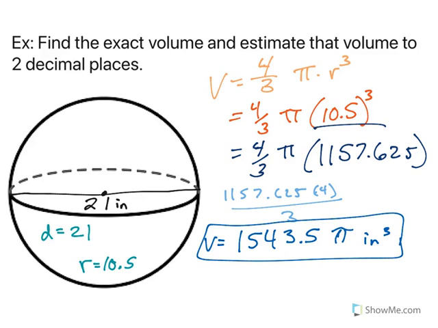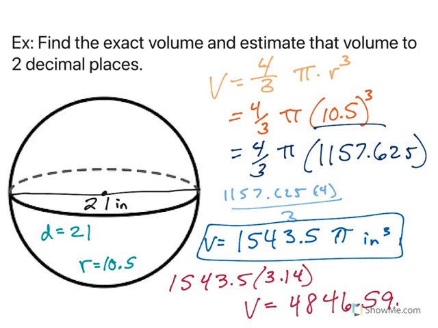Now it's time to estimate. So we're going to take that 1,543.5 and we're going to multiply by pi, which is 3.14. So our volume to 2 decimal places is 4,846.59 cubic inches. And that, my friends, is finding the volume of a sphere.